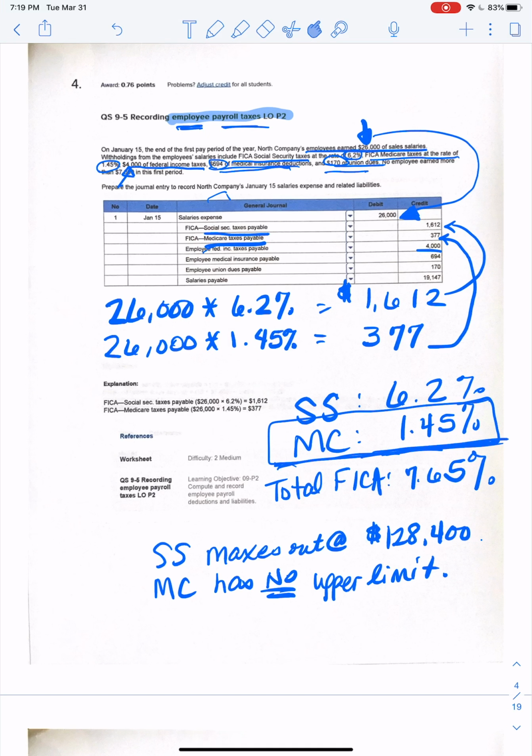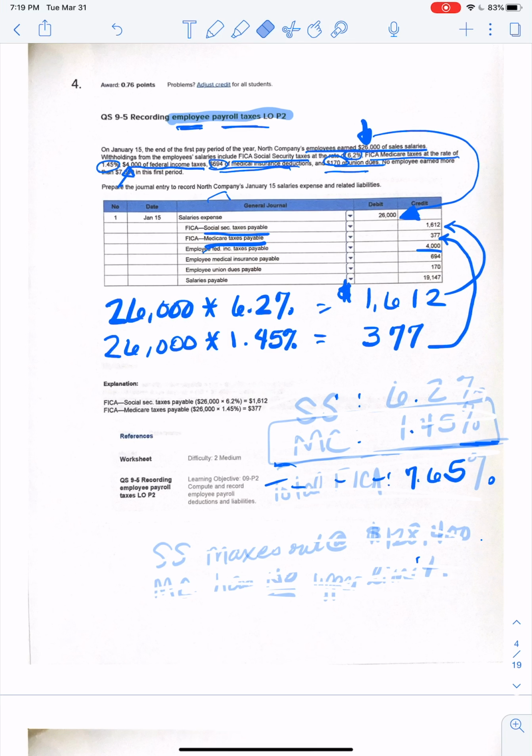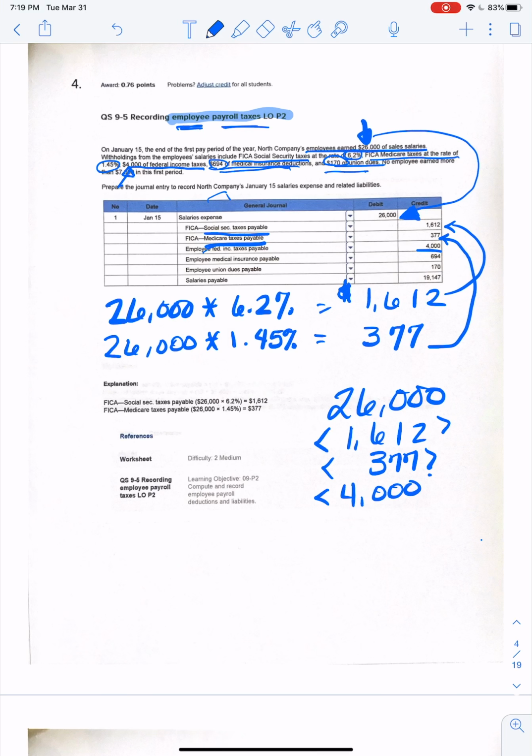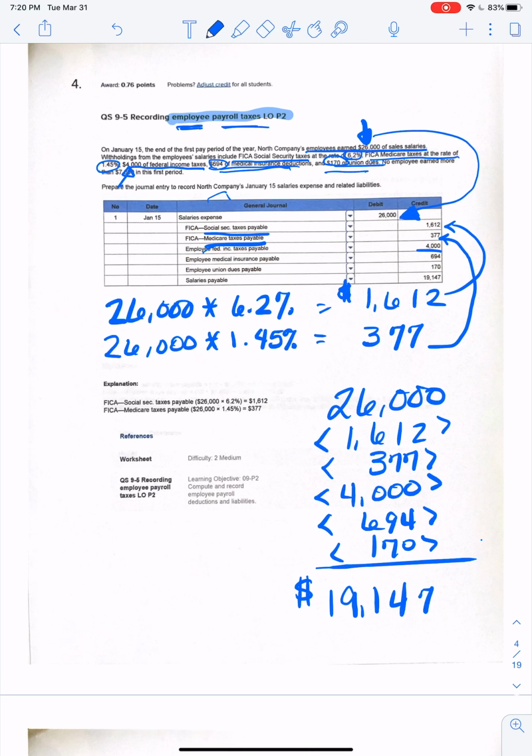And then we're going to back into this salaries payable as just the subtraction of all of these items. So if you just want to see that real quick, all this is I'm going to take my $26,000. I'm going to back out 1,612, 377, 4,694, and 170. And when I do that, I'll come down to $19,147. And this is the actual amount that goes to salaries payable.